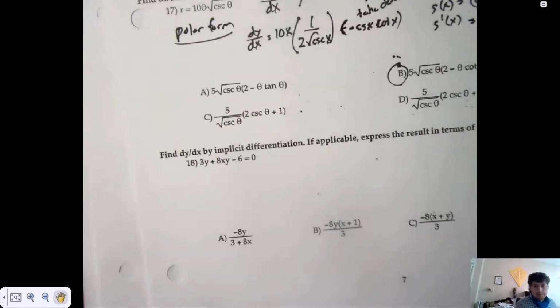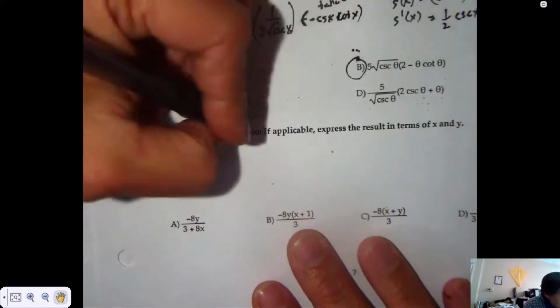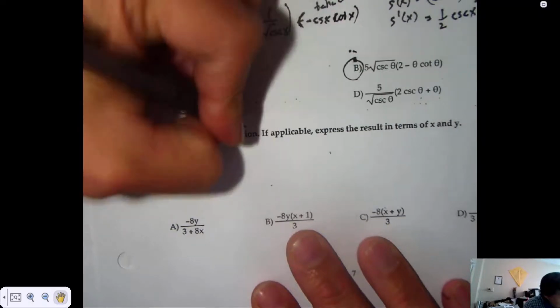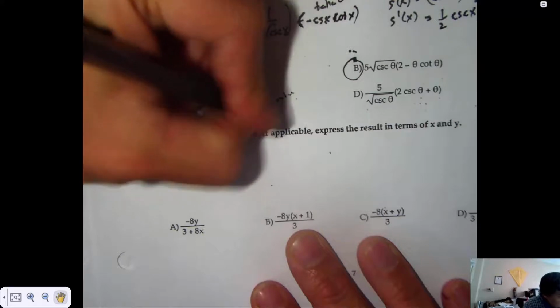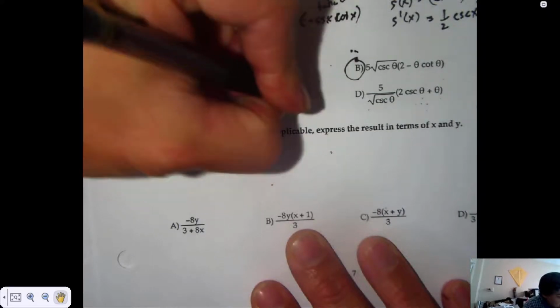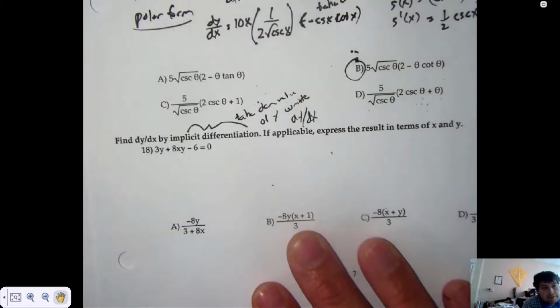All right, so here's the second part. Second part is the implicit differentiation of 3x plus 8xy minus 6. Now, the big deal is when you see this, when you take the derivative of y, you write dy dx. Every time you do it, you do dy dx.